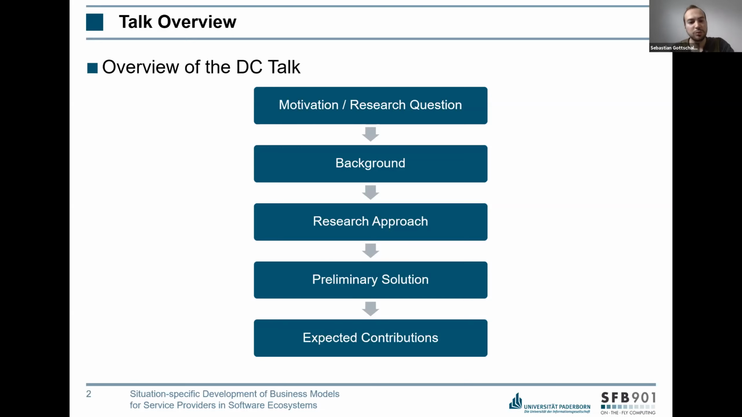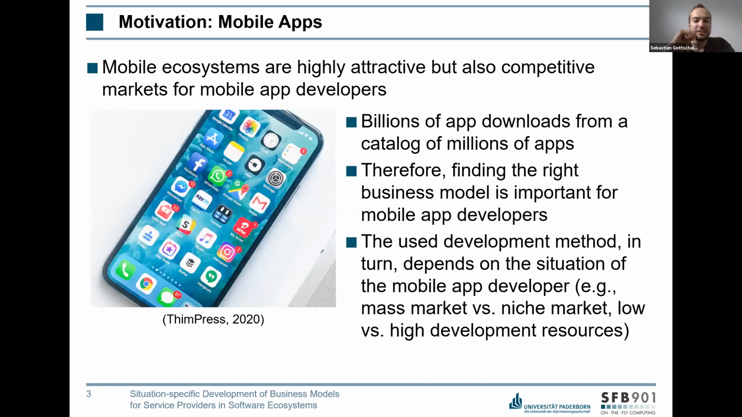This is for everyone who wants to build some kind of app and get rich with that. Software ecosystems are a broad term, and I looked directly at mobile ecosystems. Mobile ecosystems are highly attractive, but also really competitive markets for mobile app developers. When you look at the current ecosystems of Google and Apple, you see that billions of dollars of revenue are built by billions of app downloads.